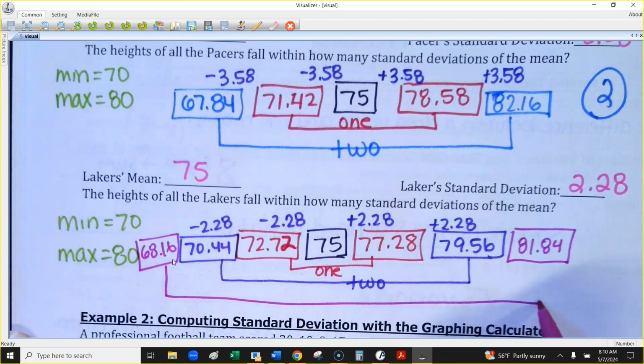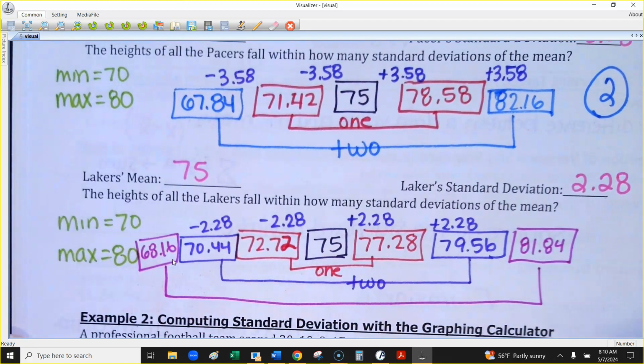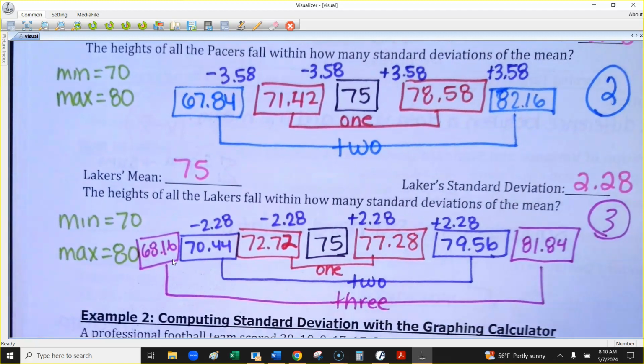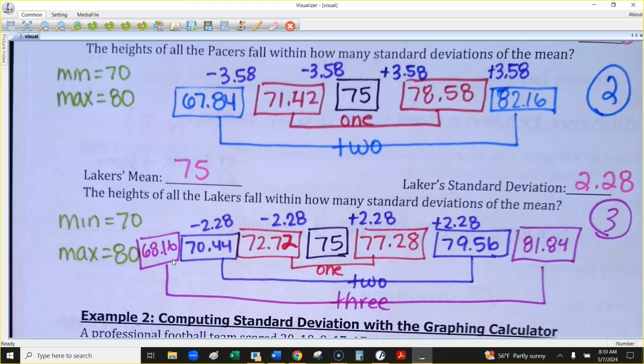So the shortest person was 70 inches, so they're going to get covered on this lower end. And the tallest person was 80 inches, so will be covered on this upper end. So that's within 3 standard deviations of the mean. So that would be my answer for that question. They're within 3.